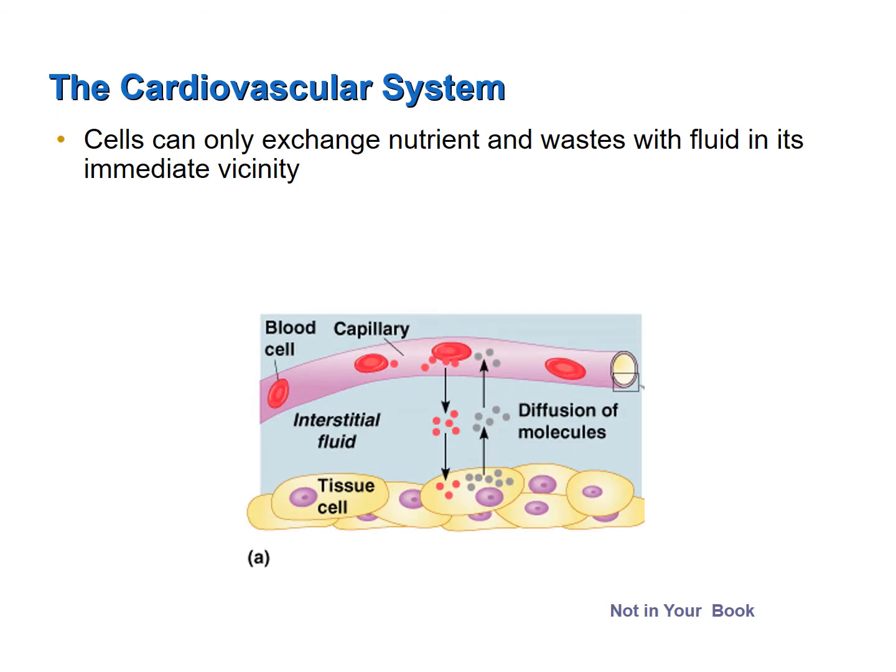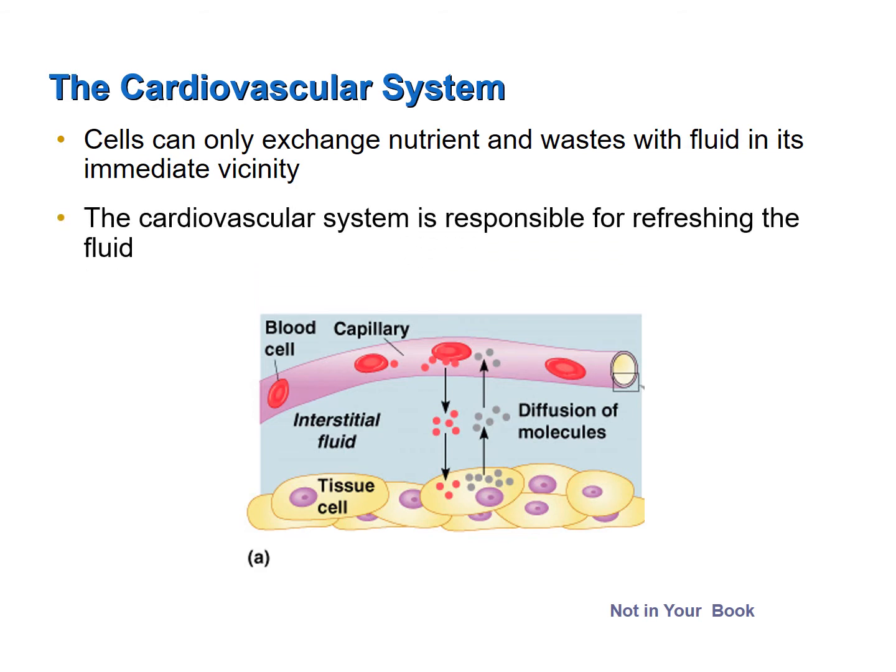Most cells of the human body are not able to move. They're stationary. That means that they can only interact directly with the interstitial fluid that surrounds them. They can't move away from waste products that they create. They can't move toward nutrients or oxygen that they need to maintain normal metabolism.